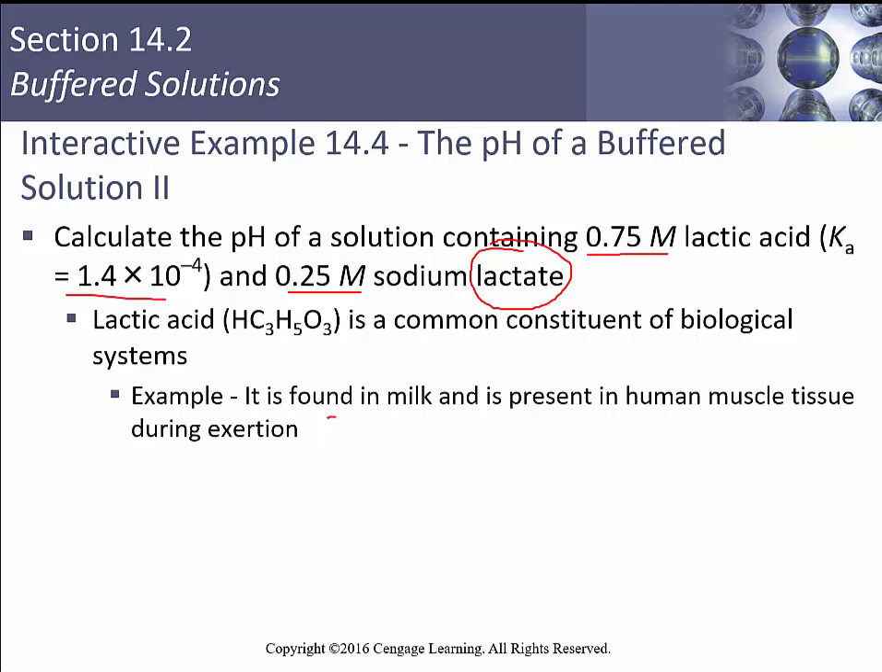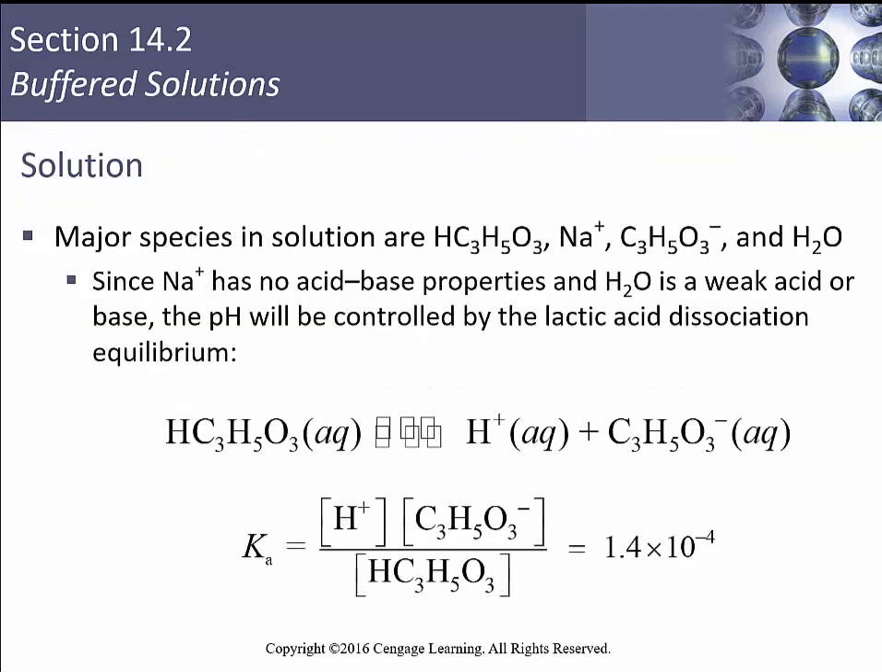So, example, it's found in milk and is present in human muscle tissue during exertion. Our major species in solution are going to be our lactic acid, our sodium, which is not going to affect the pH, our water, which is just our medium, and then our lactate. Since the sodium has no acid-base properties and water is a weak acid or weak base, the pH is going to be controlled by the lactic acid dissociation.